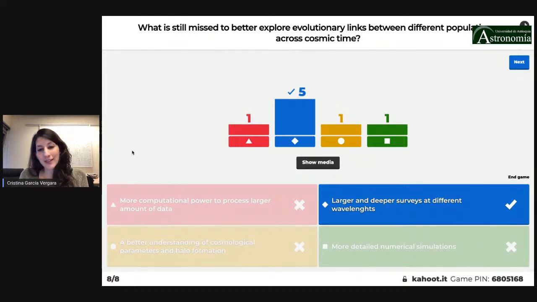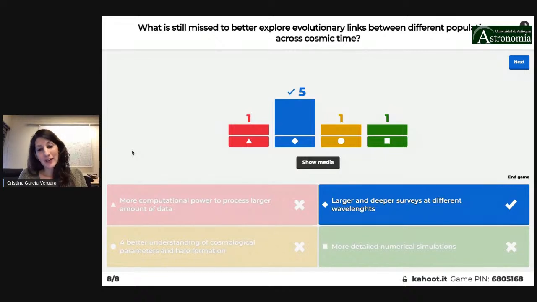But it is true that we can still make more progress in numerical simulation to include more physical processes and other things like that. That is also something that has to make progress in the future. And computational power will also be required, especially for clustering measurements in which you have to compute a large number of distances between sources. As long as we obtain more and more data, we will need more computational power too.